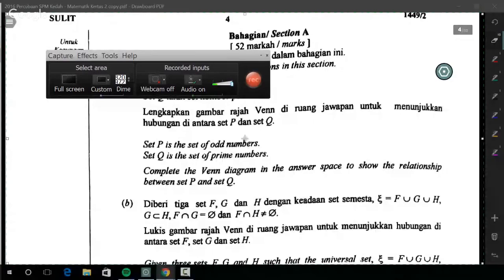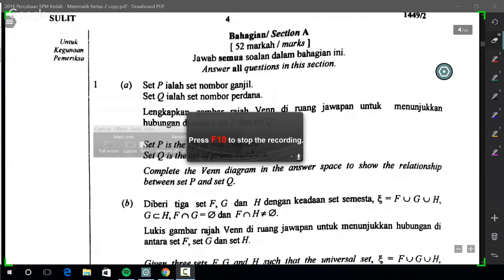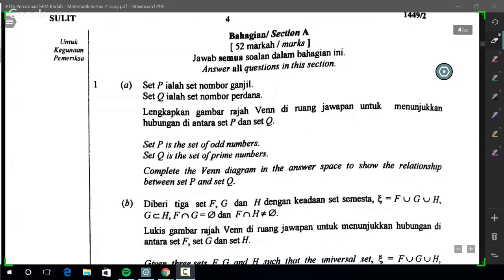So first thing is I will share the screen to you. Actually, today I tried to use a new application because Microsoft OneNote tends to hang. So I hope all of you can see the question. All right, and here I will start the screen recorder. It should start in a few seconds. Today we will discuss Modern Math, and I'm using the Kedah Trial Paper, Kertas Percubaan 2016.